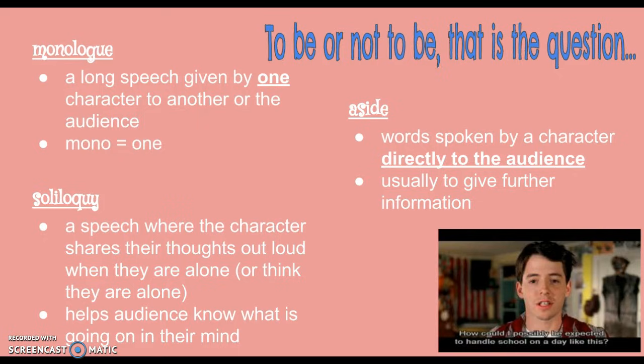And an aside are words spoken by a character directly to the audience, usually to give further information. So if you've ever seen Ferris Bueller's Day Off, you'll see the screenshot right here. He talks directly to the audience, to the camera, and says, "How could I possibly be expected to handle school on a day like this?" This is also known as breaking the fourth wall.